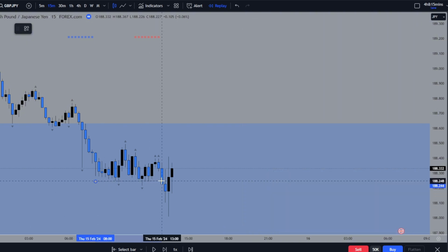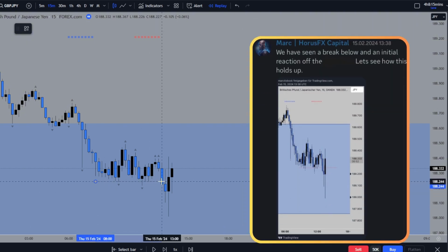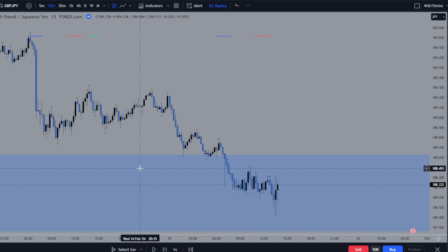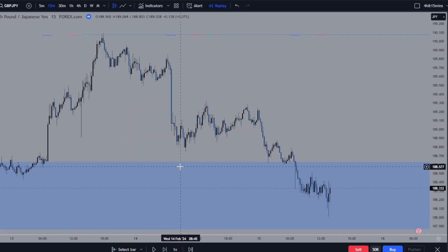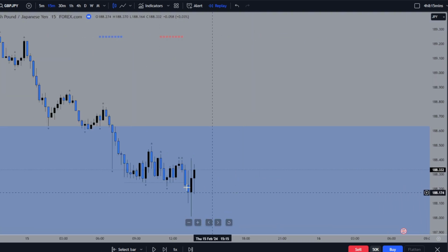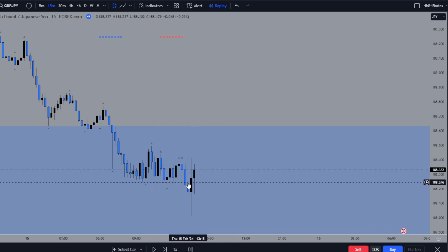Basically, we are calling this out in the community. We are calling exactly, we are looking for this zone, this 4-hour zone. So you don't think this is something just pulled out of anywhere. So we are looking for this liquidity run. Once that liquidity run happens, once these early buyers are trapped, we can get into this.